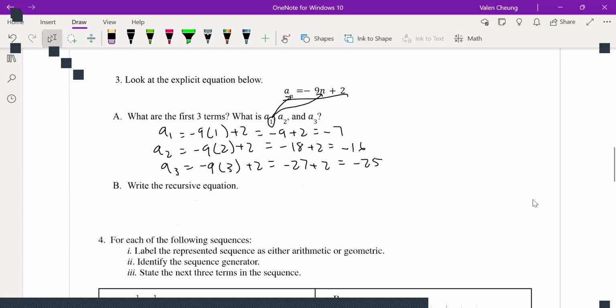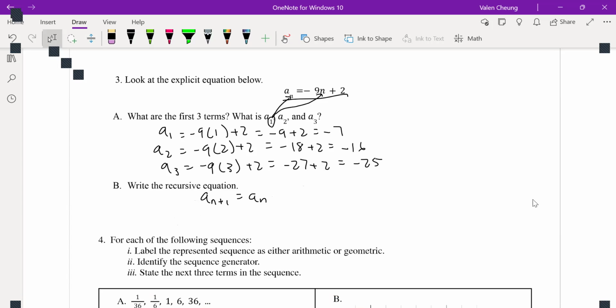Okay, write the recursive equation. You go a sub n plus 1 equals a sub n, and then you add the common difference, which we said is -9. So actually, we can just subtract 9. And we need the first term to know where to start off. And we already found out from here that it's -7.